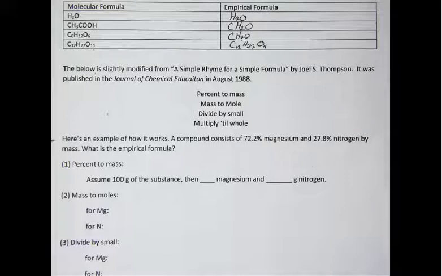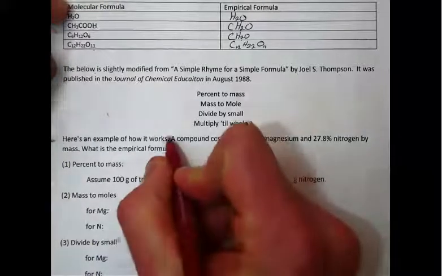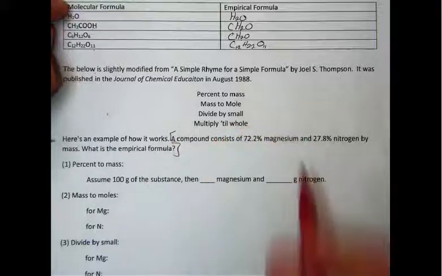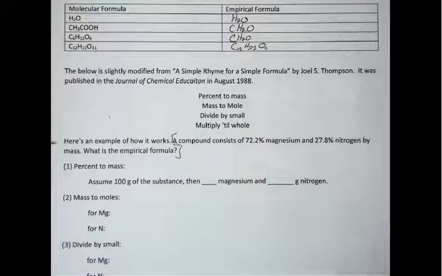So our example problem is right here. A compound consists of 72.2% magnesium and 27.8% nitrogen by mass. What is the empirical formula?